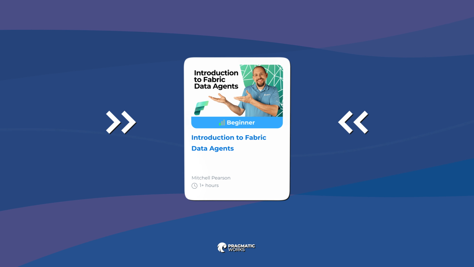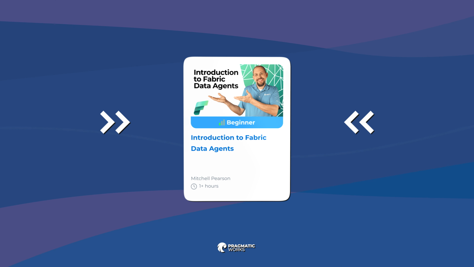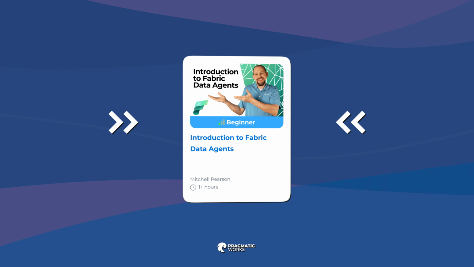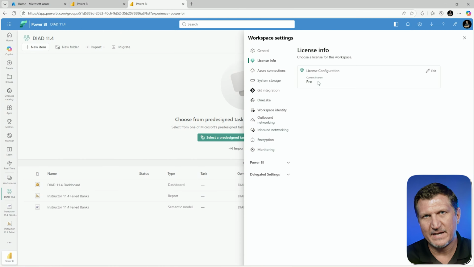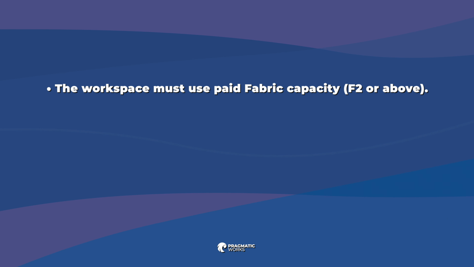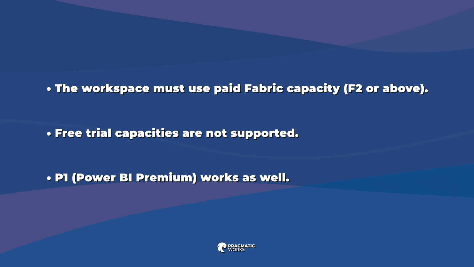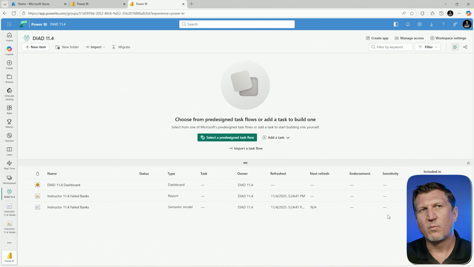We also have a prepping your data for AI course. We also have making data agents. So all this stuff is tied together, Copilot being the common thread. I can't prep the data because this particular report is in a workspace that is not supported. So you must be in an F2 or above, not a free trial, and P1 will work as well, paid premium Power BI capacity. Let's head over to a workspace that does have the ability.